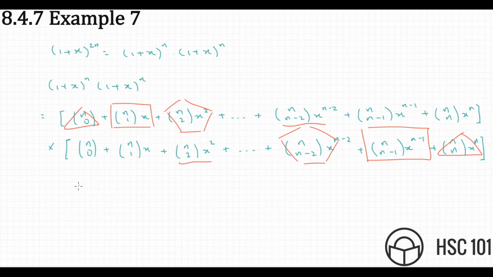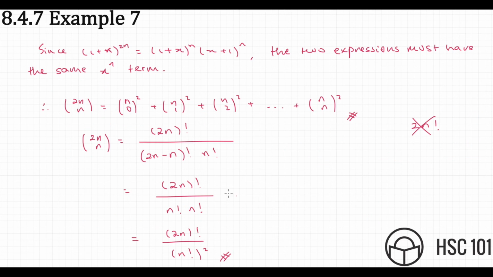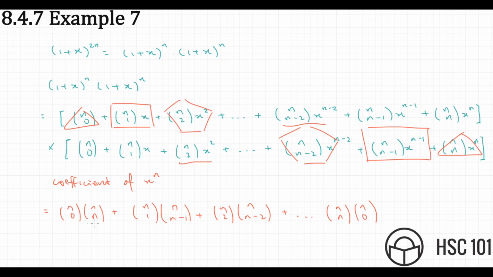You will get the identity for the x to the power of n term from this particular expansion, but it's not going to look as nice. The coefficient of x to the power of n in this case is equal to nC0 times nCn plus nC1 times nC(n-1) plus nC2 times nC(n-2), and the pattern continues until we reach the last one, which is nCn times nC0. In reality, this is exactly the same as the one that we proved over here: 2nCn is equal to nC0 squared plus nC1 squared plus nC2 squared all the way to nCn squared. But it doesn't look the same.